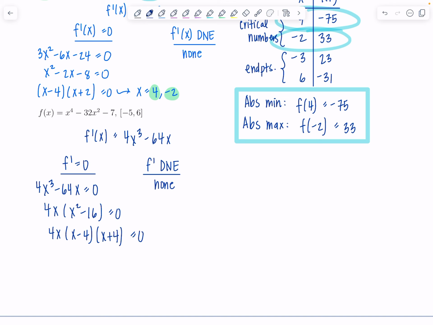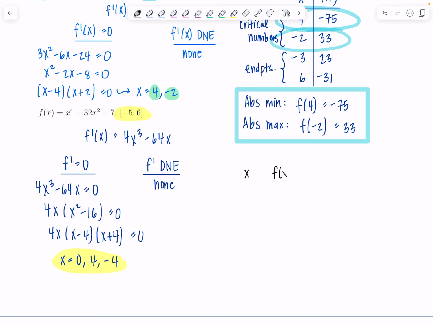So I have three critical numbers this time. x equals 0 from that 4x out front, positive 4, and negative 4. And always make sure before you put them on the table, are they in the interval that was given? So 0, 4, negative 4. Yeah, those are all between -5 and 6. So they all get to go on the table, as well as -5 and 6.